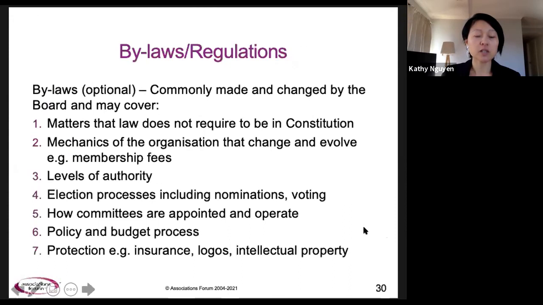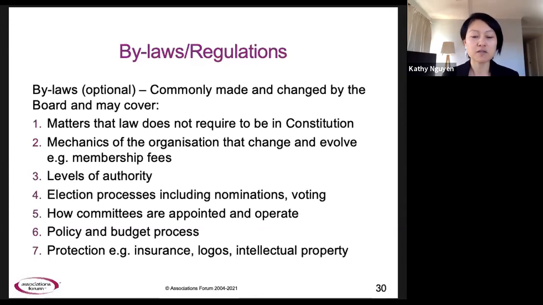So if I can just talk a little bit about bylaws and regulations. We start with the legislation, and then you've got your Constitution, and then beneath the Constitution are your bylaws or regulations. It's terminology; I'll call it bylaws. Now, the difference between the Constitution and the bylaws is, if something is important enough that the members should have a say about it, or if the legislation says it has to be in the Constitution, then obviously it should go in the Constitution. Everything else can go in the bylaws.